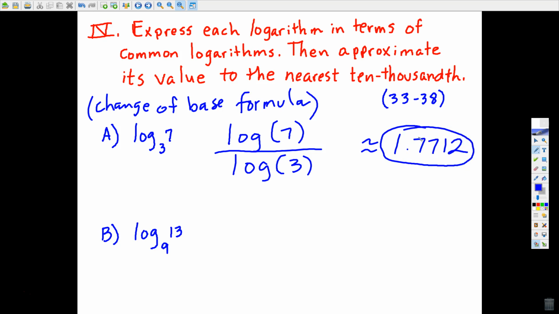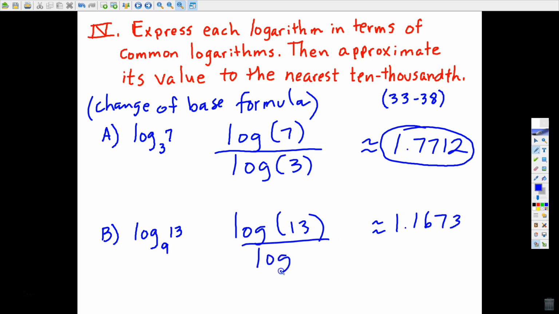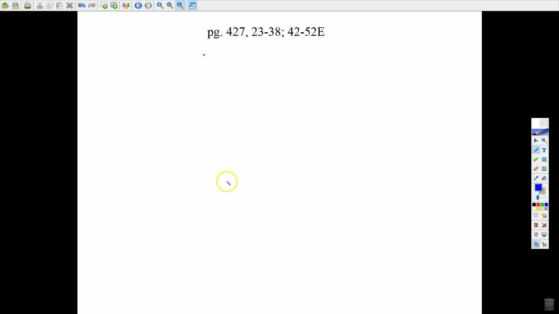Okay, and I just have one more because these are pretty simple. Try that change of base formula for letter B. And Jackson, let us know when you get that. 1.1673. All right, show of hands if you got that right. Okay, I think you're ready. And the assignment, you got some time to get started on it. I'll be here to help you. I'll call out some answers in just a minute, see if you are getting them right.